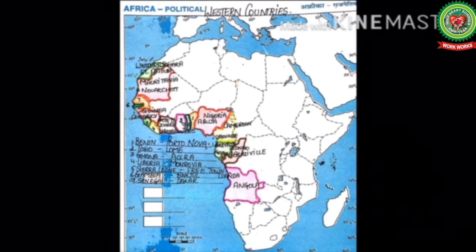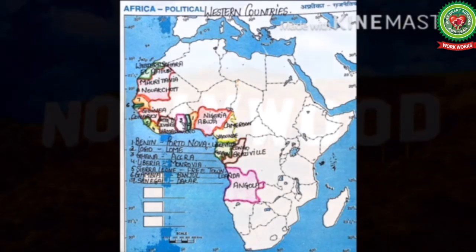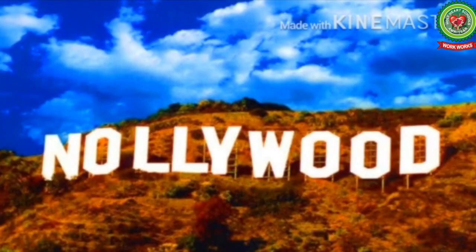The next country is Cameroon and its capital is Yaoundé. This country is roughly the same size as Spain in Europe but has only half the population of Spain. The next country is Nigeria and its capital is Abuja. Nigeria is the 7th most populous country of the world and the largest country of Africa in population. The country's film industry is known as Nollywood. It is the second largest film industry in the world.